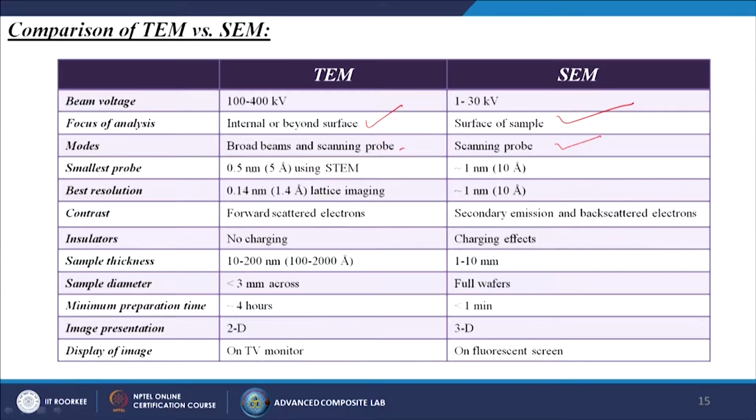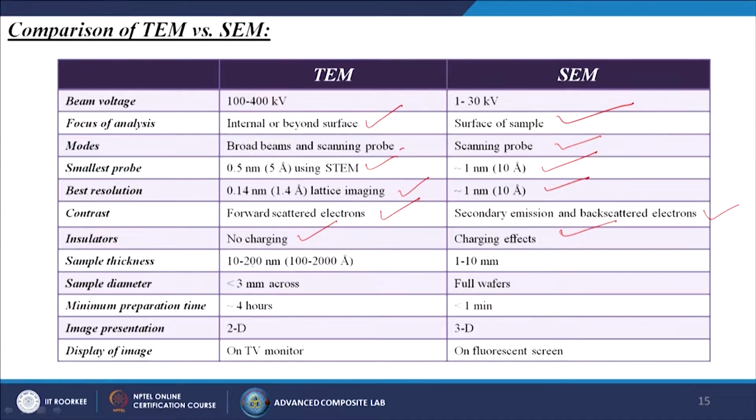Smallest probe: 0.5 nanometer, that means 5 angstrom; using STEM, it is more or less 1 nanometer, that means 10 angstrom. Best resolution: 0.14 nanometer, that means 1.4 angstrom lattice imaging; in this case it is more or less 1 nanometer, 10 angstrom. Contrast: forward scattered electrons; same, it is secondary emissions and the back scattered electrons. Insulators: here no charging, here is the charging effects.